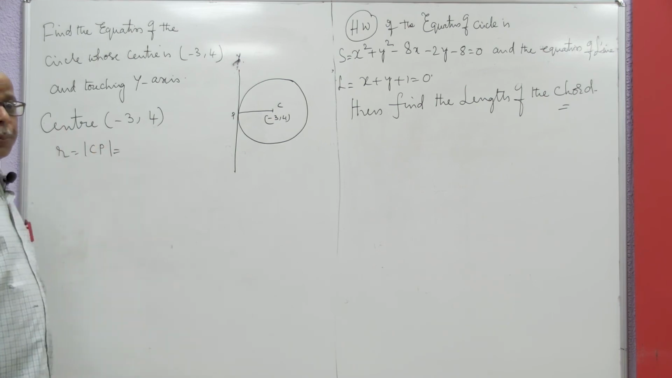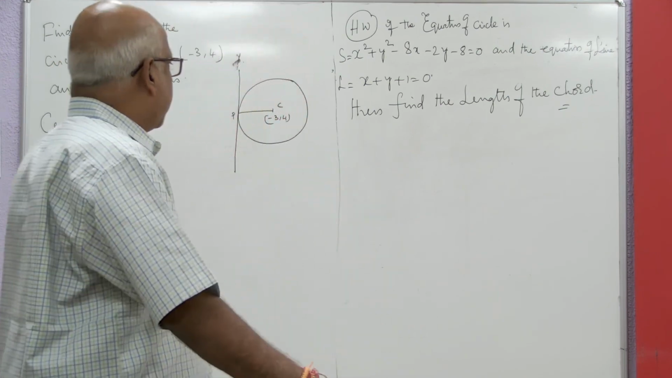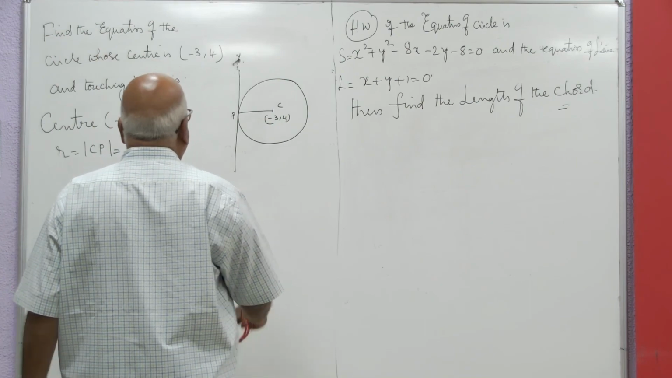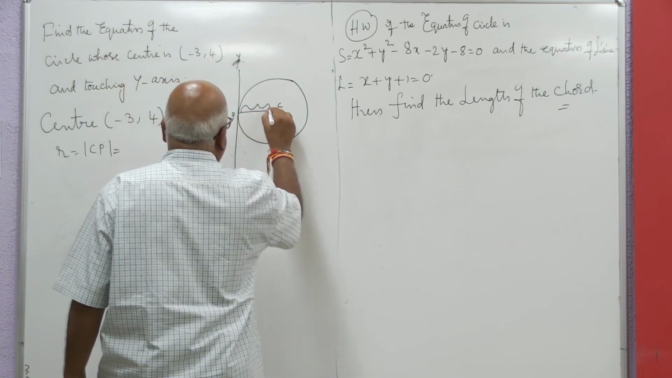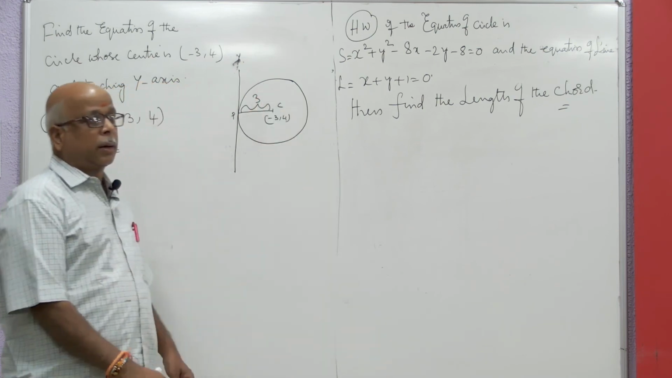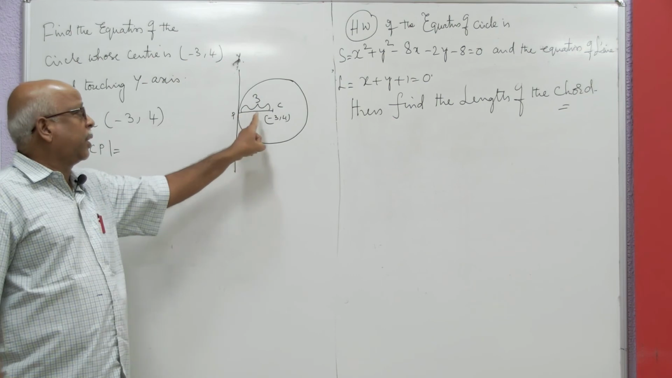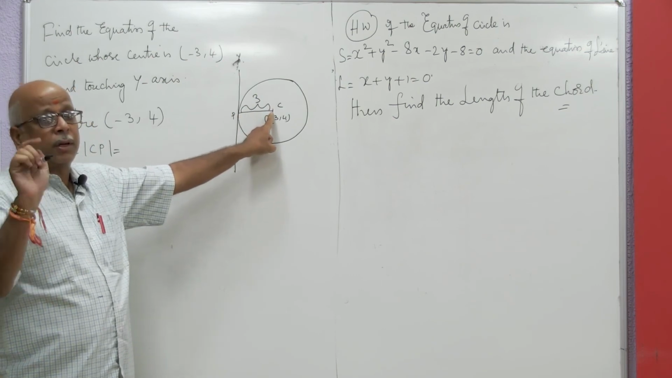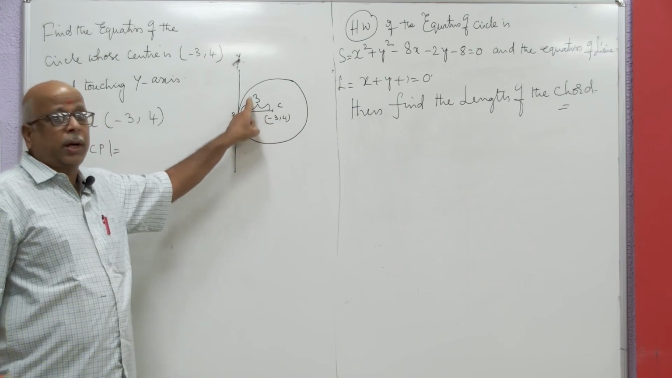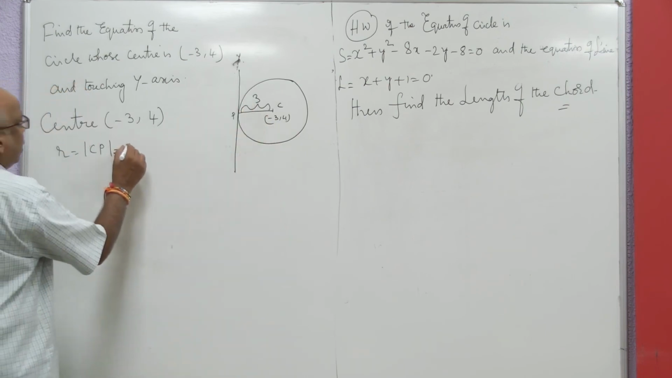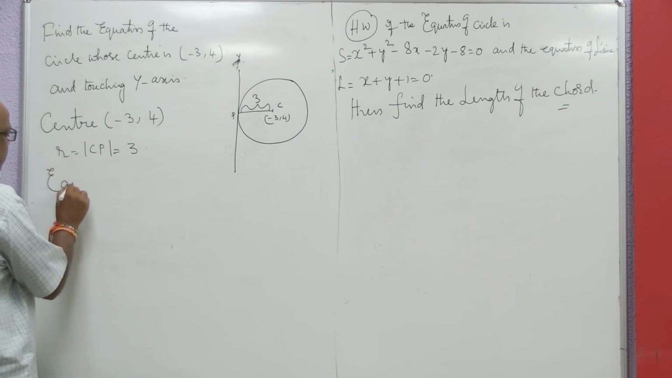There is a fundamental principle: the distance of a point from the y-axis is always its x-coordinate. This is the y-axis, this is the point. Distance is always represented by means of the x-coordinate. What is its x-coordinate? 3. CP equal to 3. Therefore, the equation of the circle.